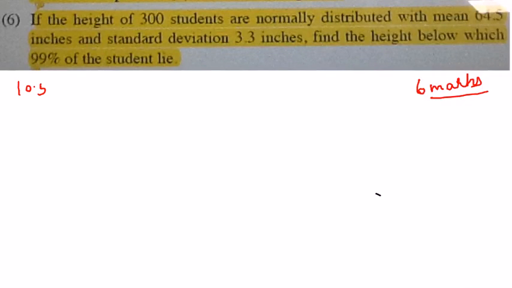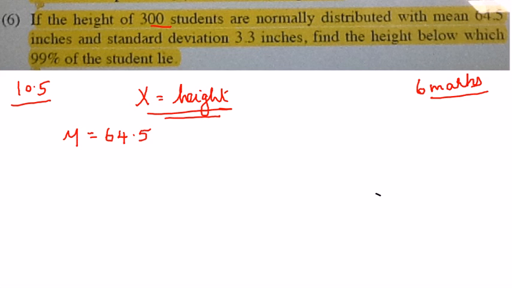Exercise 10.5, the sixth sum is a 6-mark question, slightly different. Okay, so they have given the height of 300 students is normally distributed. So if x is going to denote the height of the students, they have given the mean is 64.5 and the standard deviation is 3.3, right?